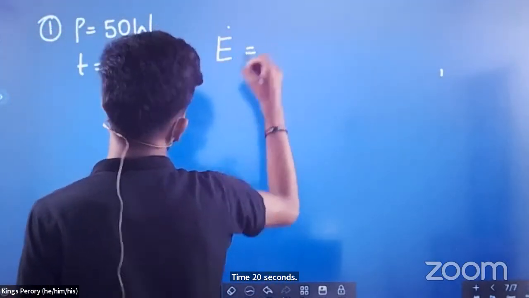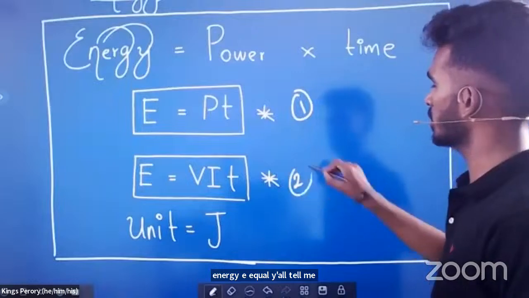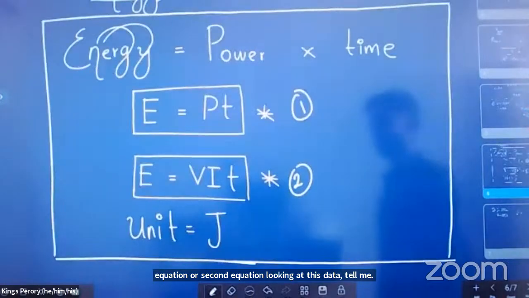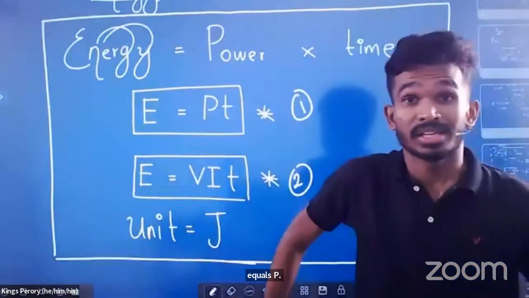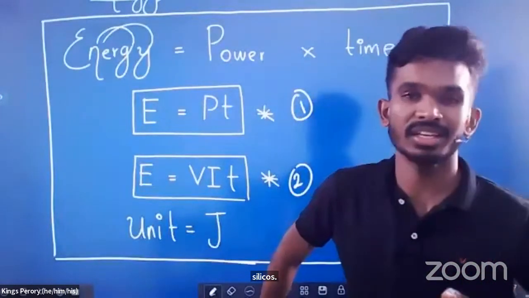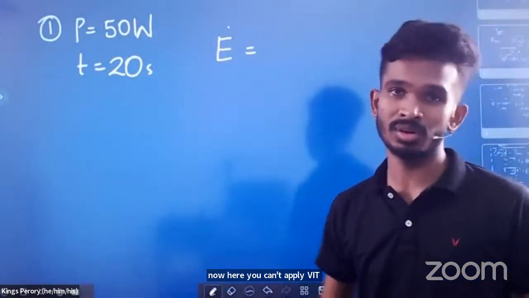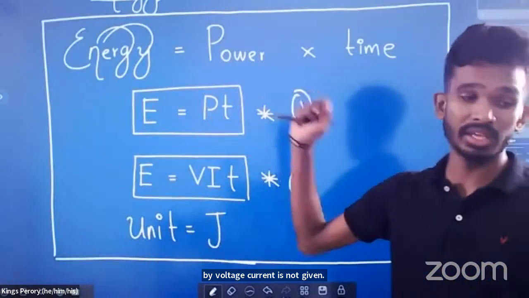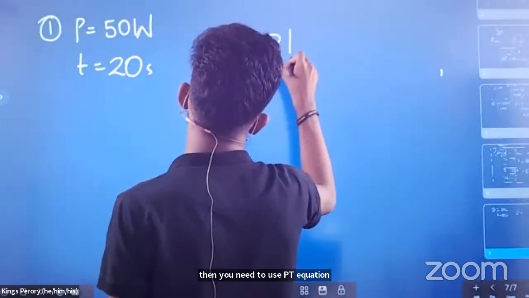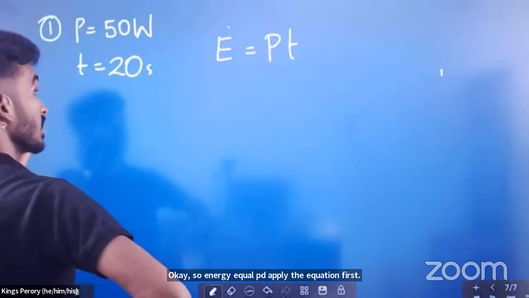Energy E equal, tell me which equation you are going to use. E equal PT, first equation or second equation? Looking at this data, tell me. First equation. Right. Even though we have two equations, depending on the question, you select the equation. Now here you can't apply VIT. Why? Voltage and current are not given. Then you need to use the PT equation. So energy equal PT. Apply the equation first. Always in a physics question, write the equation and write down, unless it's an MCQ question.